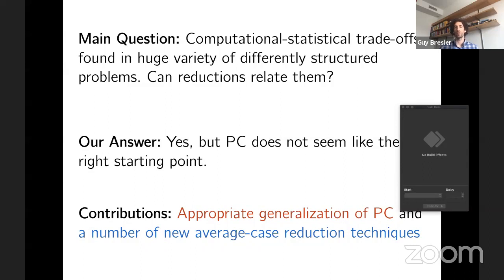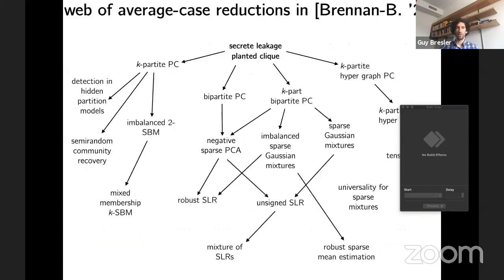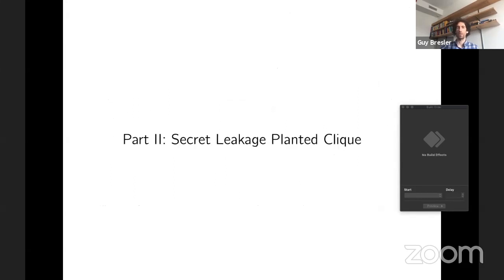There are a slew of other techniques in the paper, and it wouldn't be possible to explain what they are, but I'll focus on a couple and hopefully give a flavor of how these sorts of reductions are carried out. Okay, so again, here's this diagram. Before I talk about the techniques, in just a few minutes, I'm just going to say a few words on what exactly is secret leakage planted clique, and then we'll go to the techniques.